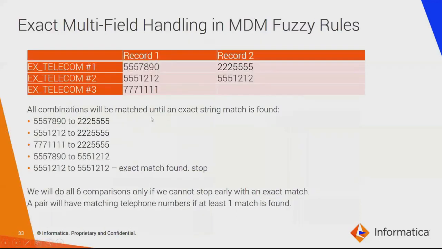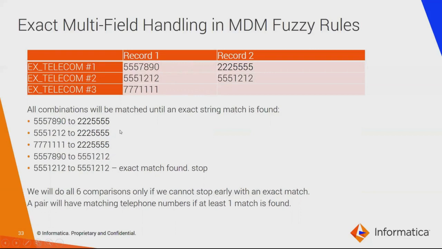Now, how do we handle, let's say, 2 records with multiple phone numbers? Exact processing is done on the app server side, right? Within fuzzy rules, we basically do a Java string region matches, which is a string comparison, to figure out whether there is a common phone number between these 2 records. We'll try all our combinations, iterating through them until we find a match. If we find a match early, we'll stop. If we can't find a match at all, we have to go through all combinations.